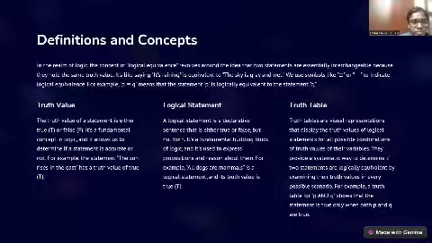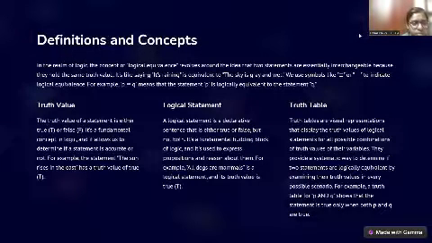Definitions and concepts. In the realm of logic, the concept of logical equivalence involves the idea that two statements are essentially interchangeable, because they hold the same truth value. It's like saying "it's raining" is equivalent to "the sky is gray and wet." We use symbols like equals or the equivalence sign to indicate logical equivalence. For example, P is logically equivalent to Q means the statement P is logically equivalent to statement Q.